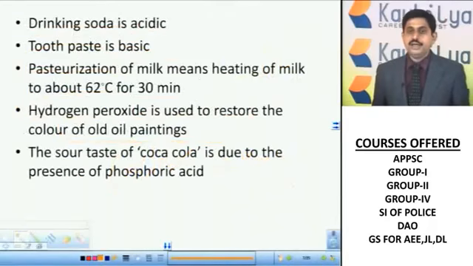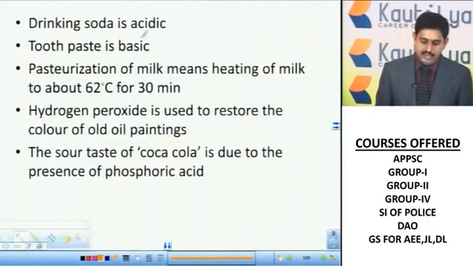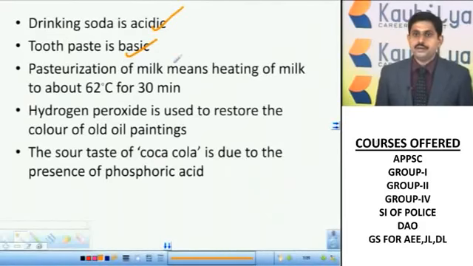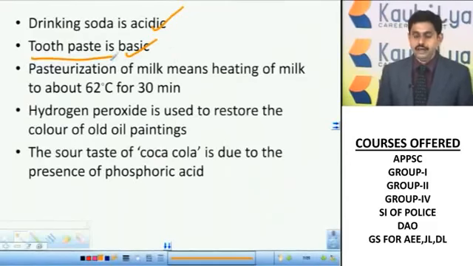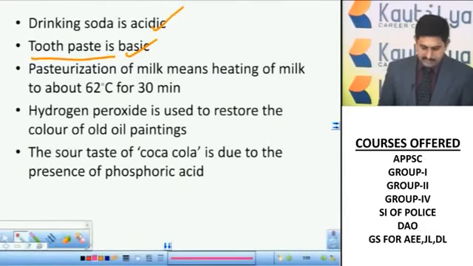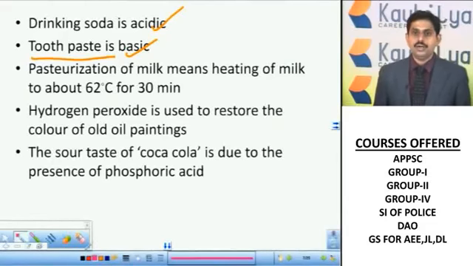Drinking soda, whatever soda or cool drinks you take, is acidic in nature. Toothpaste is basic in nature. If you observe, why are you brushing early in the morning? Basically, during the night, because of the presence of microorganisms, these are going to decay our mouth and teeth.